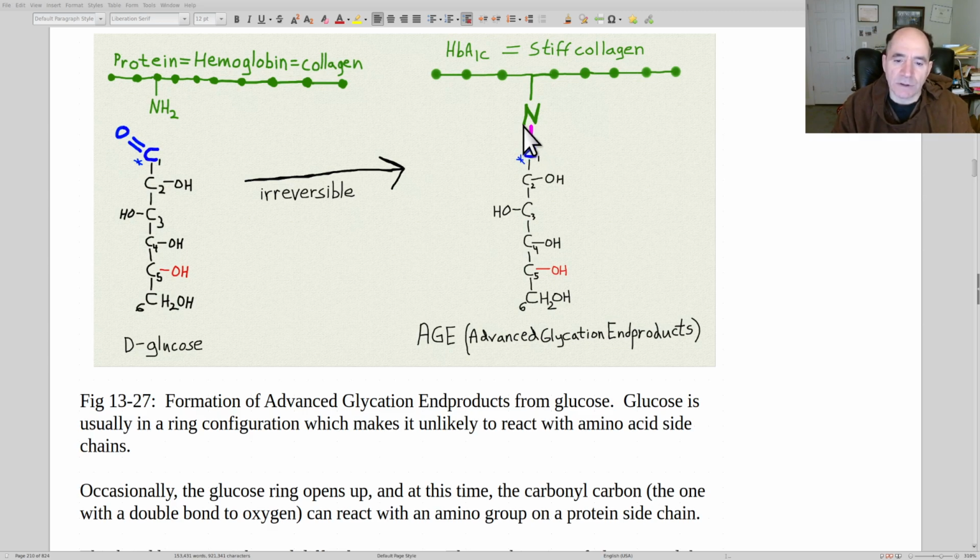And this will cause a change in the shape of the protein, and protein function typically depends on shape, so that'll quite often make it less functional, dysfunctional, or completely nonfunctional. It can cause real problems.